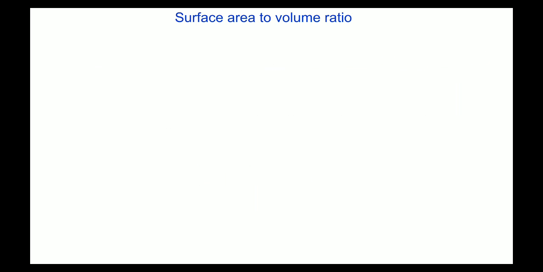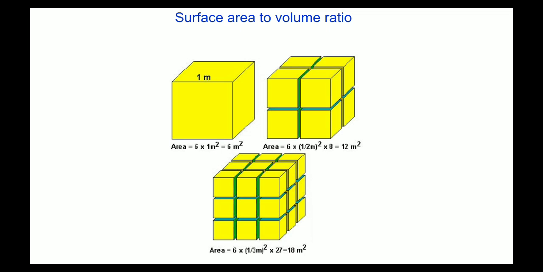Now let us try to understand the second effect, which is called the surface area to volume ratio. In this effect, let us try to understand how the surface area is going to change when we go from bulk to nano. Let us understand this based upon this cube. In this figure, you can see the first cube is a single cube.